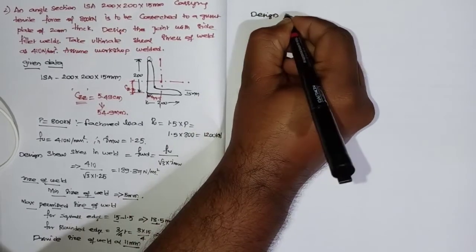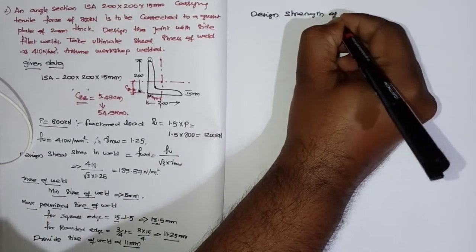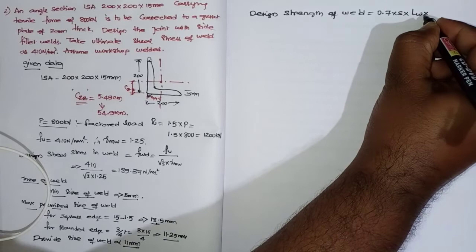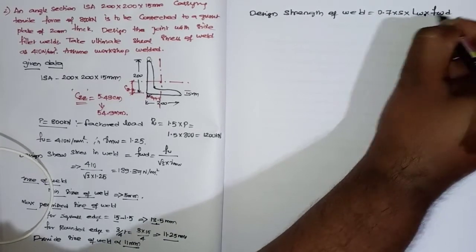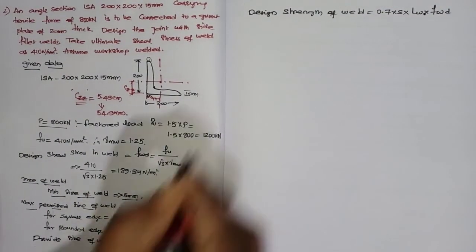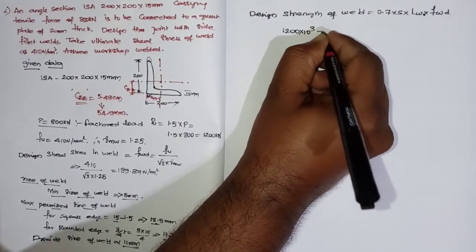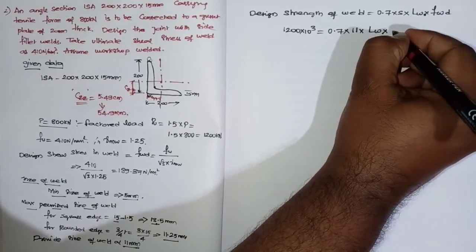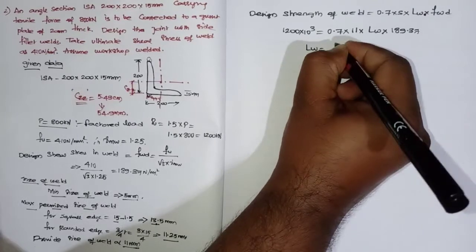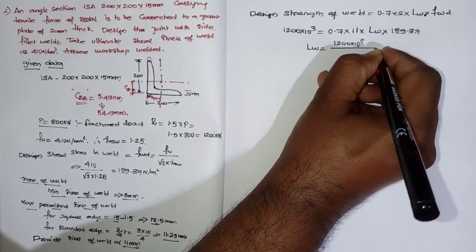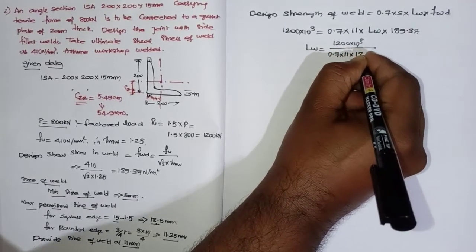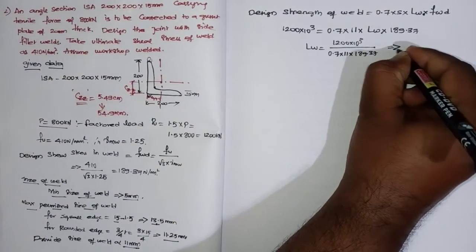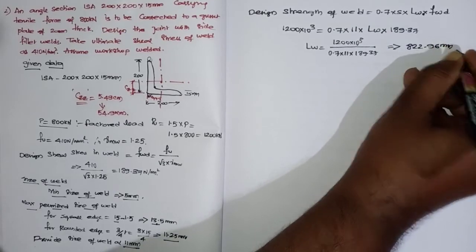Now the design strength of weld equals 0.7 into S into FWD. The design strength of the weld is 1200 kilonewtons. So 1200 into 10 power 3 newtons equals 0.7 into size of the weld, which we decided as 11, into LW, which we have to calculate now, into 189.37. So LW will be 1200 into 10 power 3 divided by 0.7 into 11 into 189.37. You will get approximately 822.96 mm.